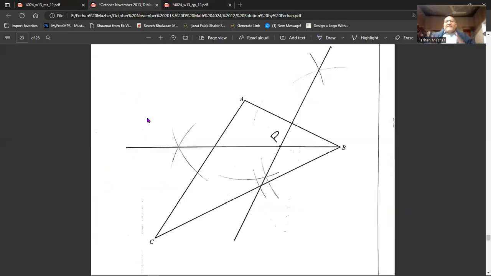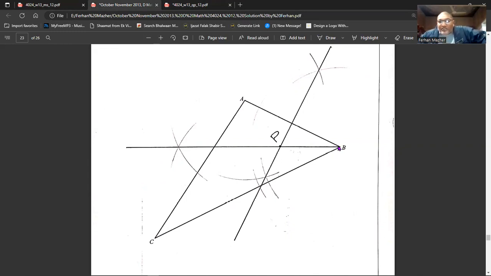If you are equidistant from 2 lines, not 2 points, 2 lines, then you draw the angle bisector of their common point. So the AB and the BC, their common point is B. So I will draw the angle bisector of this.